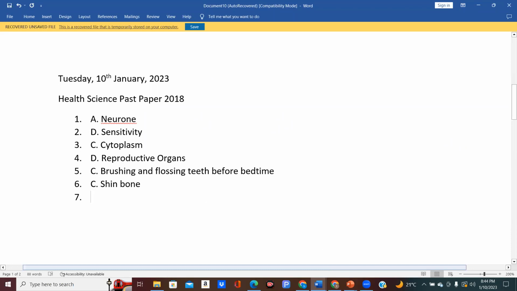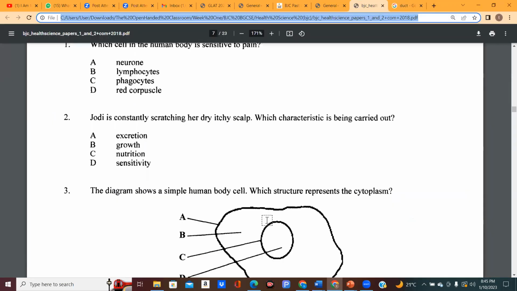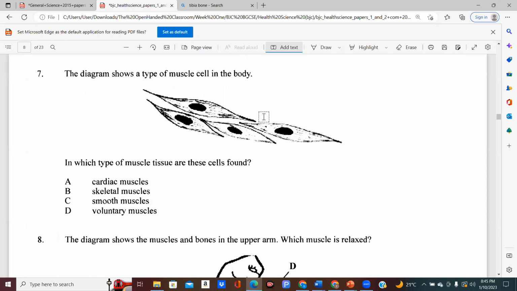All right, number 7. This diagram shows a typical muscle cell in the body. In which type of muscle tissue are these cells found? Cardiac, skeletal muscle, or smooth muscle? That looks like a smooth muscle, 100%. Very good. Smooth muscle. So does anyone know how the cardiac muscle looks? Or the skeletal muscle?